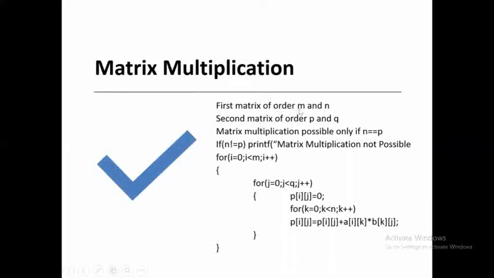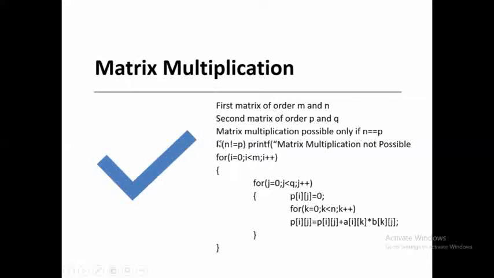Sorry, m is number of the rows of first matrix, n is number of the columns of the first matrix. Okay, first matrix of order, m is number of the rows of first matrix, and n is number of the columns of first matrix. Then second matrix of order, I am taking p and q, p is number of rows of second matrix, and q is number of columns of the second matrix.